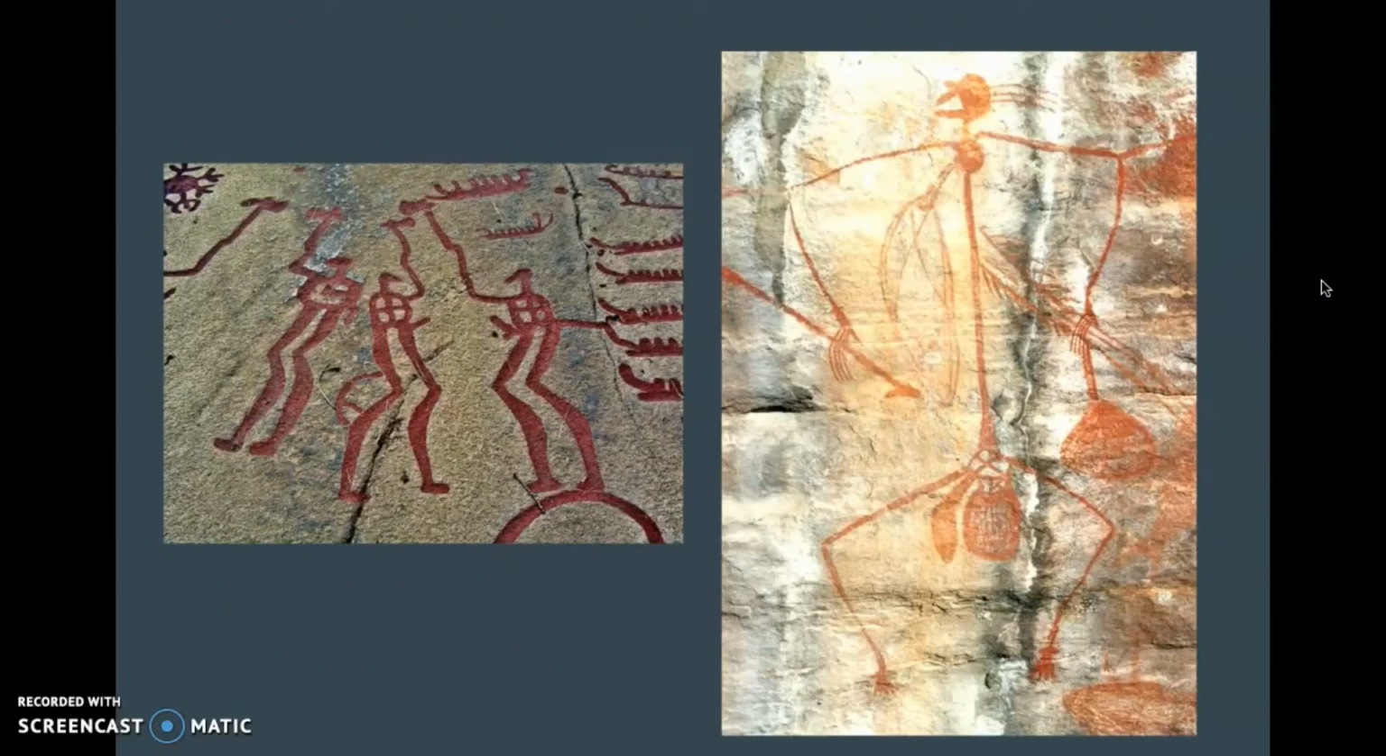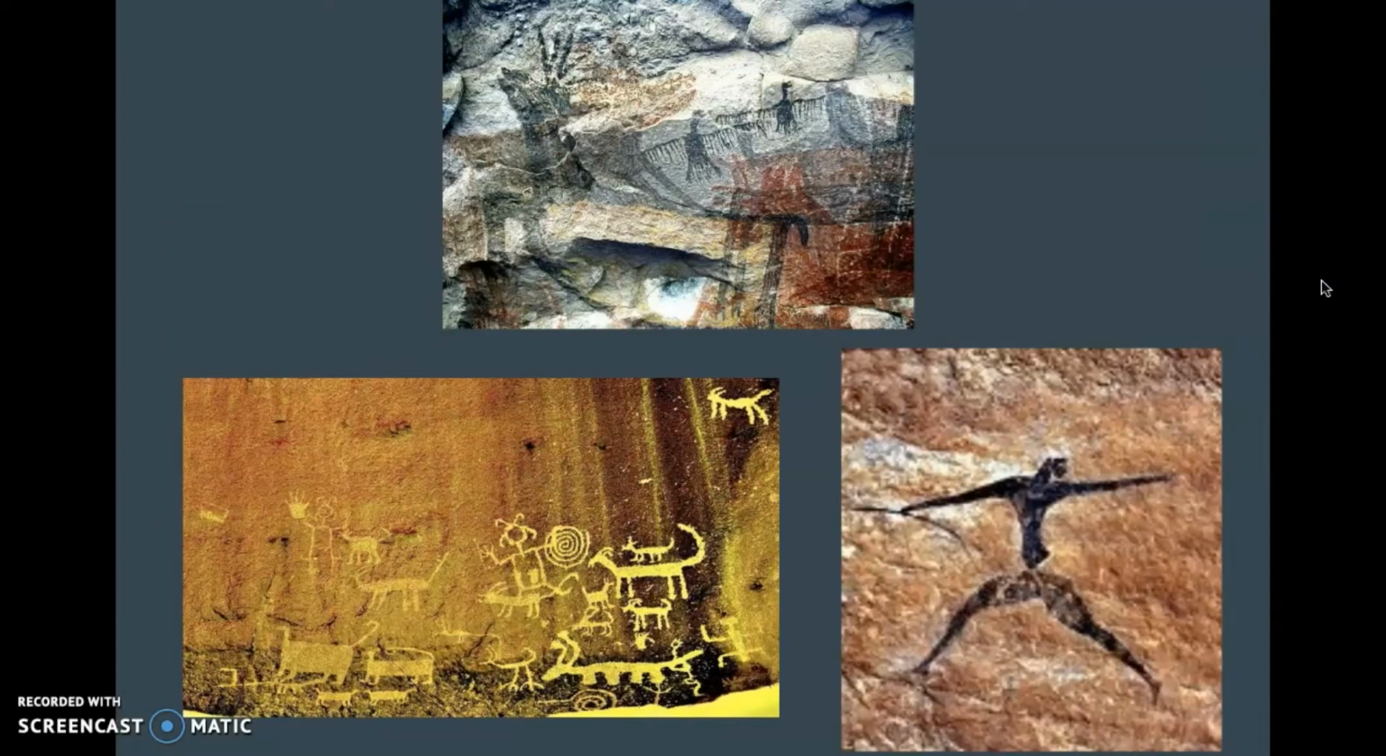On the left, we have an image of a rock painting of three men performing a ritual dance in Tanumshede, Bohuslän, Sweden. On the right, we have another rock painting, or rock art, that was created in the Kakadu National Park in Australia. On the top of this slide, we have an image of the prehistoric rock art at the Sierra de San Francisco region of Baja California.